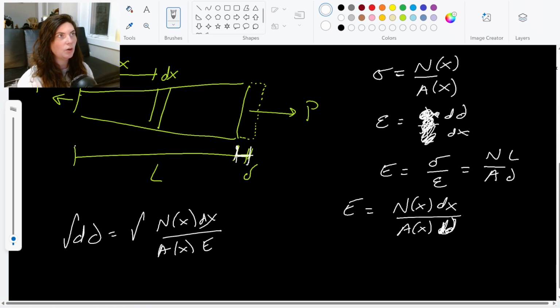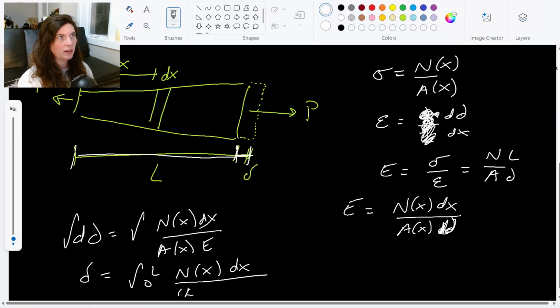And I want to integrate it over this whole length that I have so that I can find my full delta. It is 0 to the full length of whatever my normal force is through that axial load there times dx over the area as it changes with x. Whoops, that's backwards. Times modulus of elasticity.